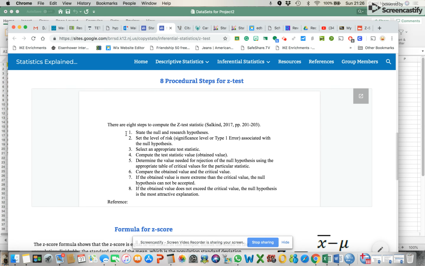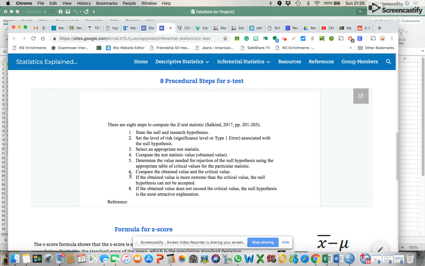The first one is you need to state the null and research hypotheses. The second is you set the level of risk associated with the null hypotheses. Number 3, select an appropriate test statistic. Number 4, compute the test statistic value. Number 5, determine the value needed for rejection of the null hypothesis using the appropriate table of critical values for the particular statistic. Number 6, compare the obtained value and the critical value.